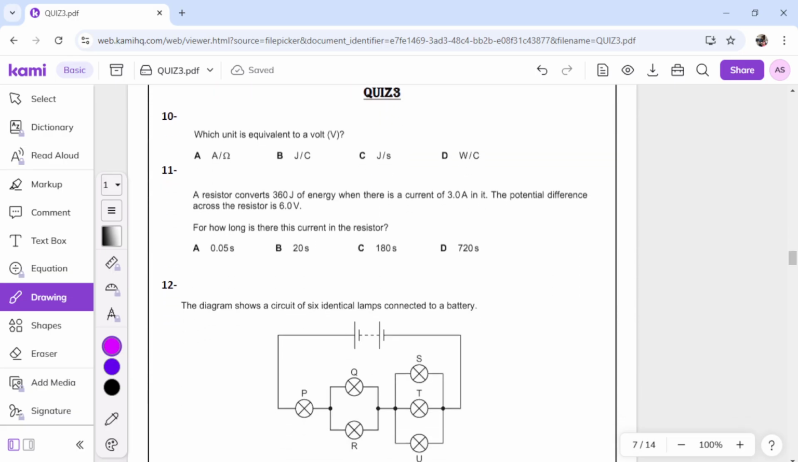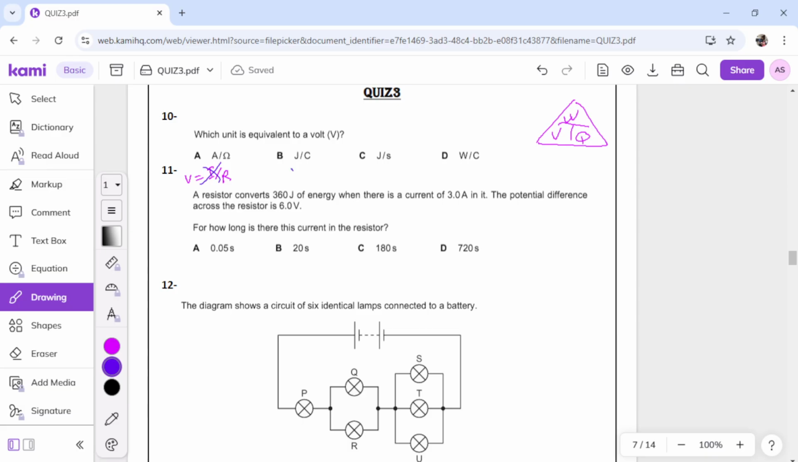Which unit is equivalent to volt? So volt equals work over charge. As we said before, for example, he said here ampere over ohm. So I over R, we can't find V equal I over R. This is incorrect.